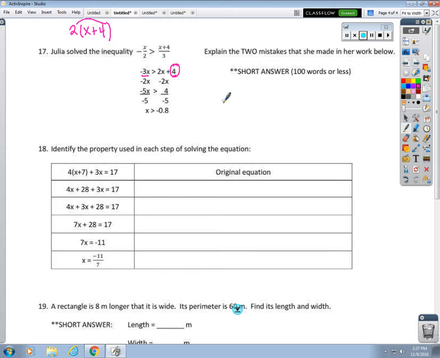Okay, then after that, she's going to move the 2x over to the 3x, and she does that correctly. She subtracts it, so it'll cancel over here, and she subtracts it over there and gets negative 5. Then she divides by negative 5 to cancel that. So where's her other mistake? She didn't flip the sign. When she divided by this negative 5, that sign should have gone to a less than sign. So that's her other mistake. She forgot to flip the sign when dividing by a negative.